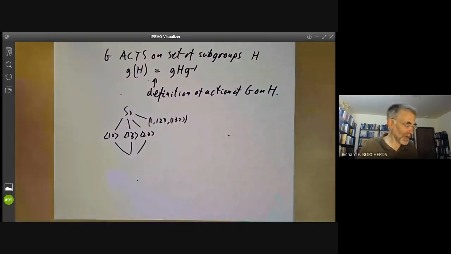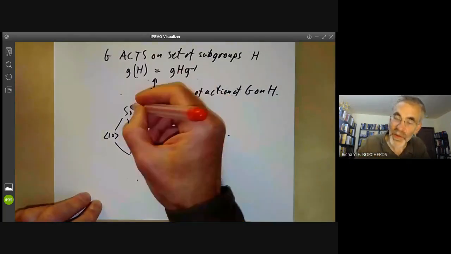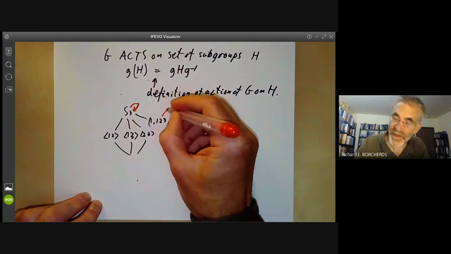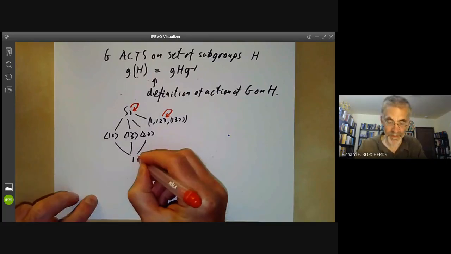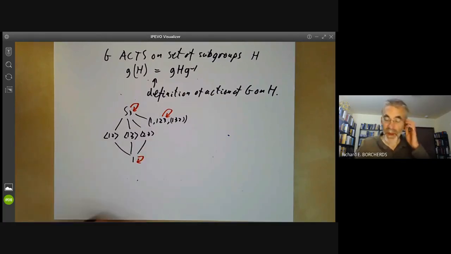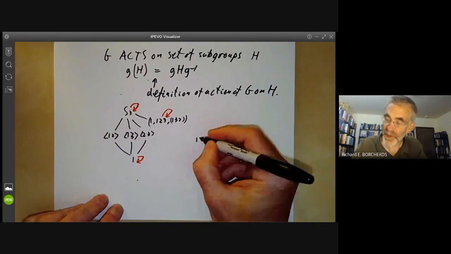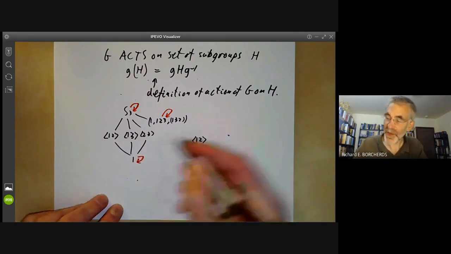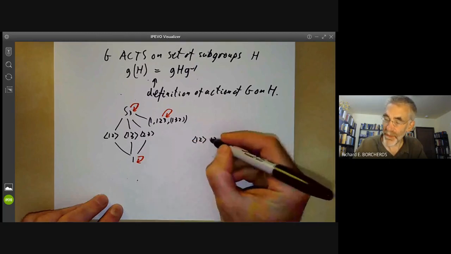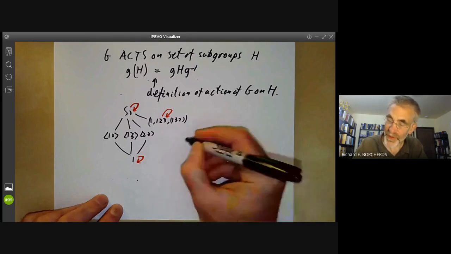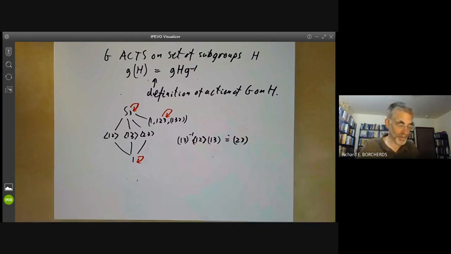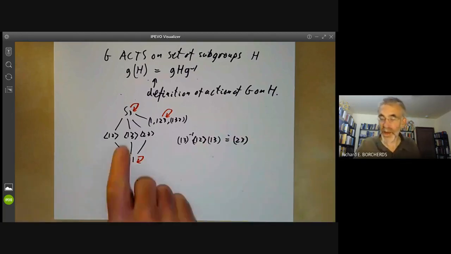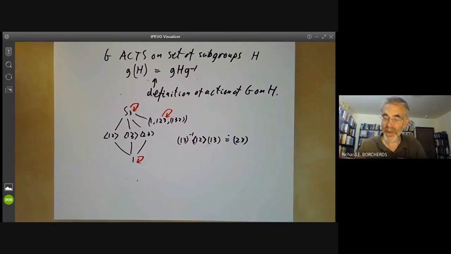And let's work out what the conjugates are. Well, first of all, if a subgroup is normal, then the group acts trivially on it. So it just maps S3 to itself, and it maps this group to itself, and it maps 1 to itself. However, if we take the subgroup generated by (1 2) and act on it by (1 3), so we take (1 3)(1 2)(1 3)^-1, you can calculate that this is actually the element (2 3). So if we conjugate this subgroup by the element (1 3), we get the subgroup generated by (2 3).